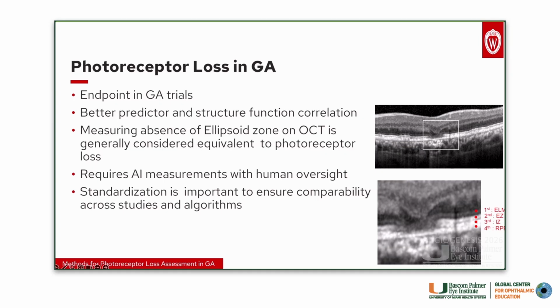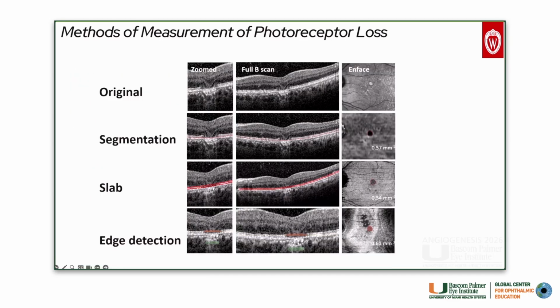This is a complex measurement, and usually reading centers use AI-based measurements with human oversight to do this assessment. Standardization is important to ensure comparability across studies and algorithms. There are many ways in which EZ loss or photoreceptor loss can be measured. These are some methods. There are others that I haven't listed. And I'll be talking mostly about segmentation and edge detection, which are two methods that we use at the Wisconsin Reading Center.